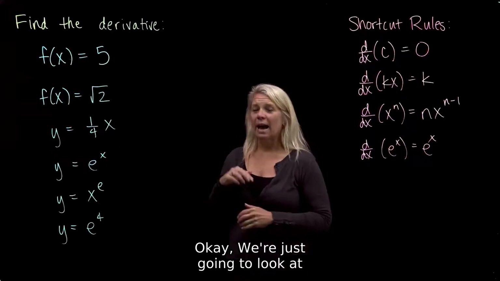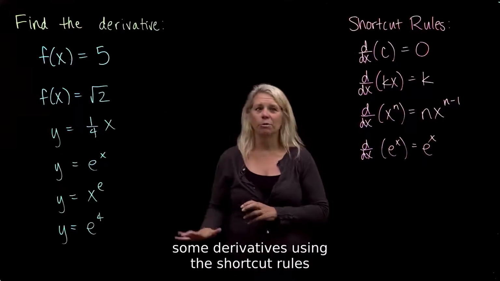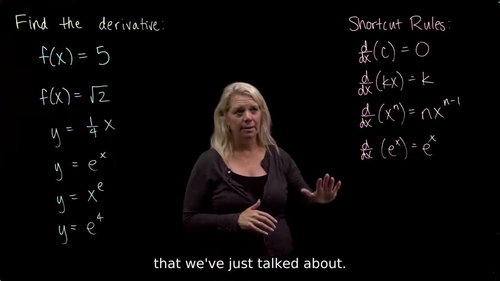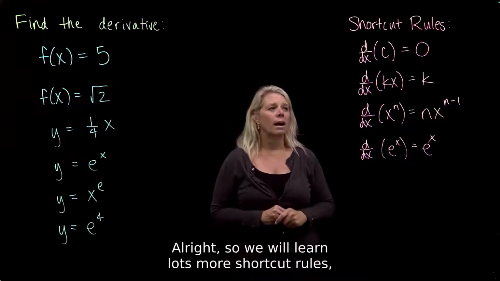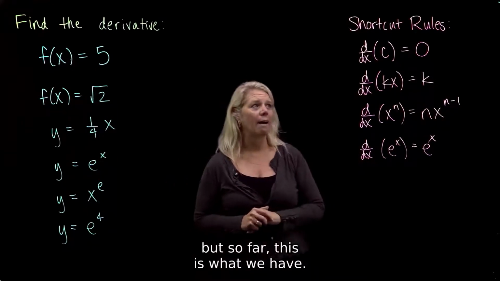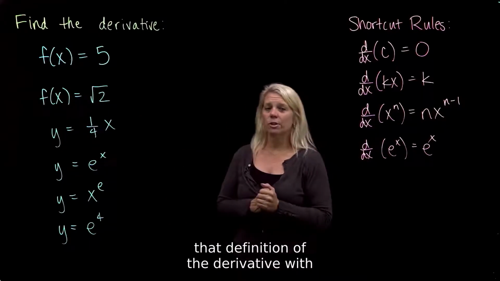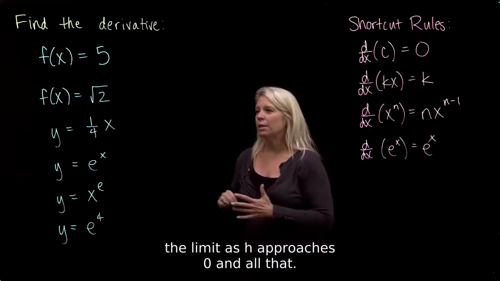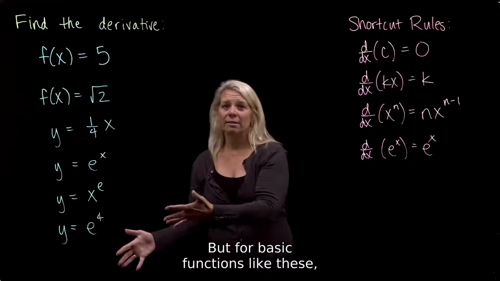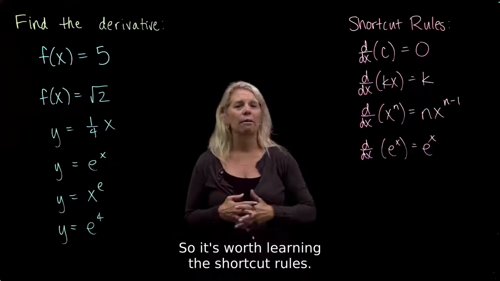Okay, we're just going to look at some basic examples in this video of finding some derivatives using the shortcut rules that we've just talked about. All right, so we will learn lots more shortcut rules, but so far this is what we have. And so we could certainly find these derivatives using that definition of the derivative with the limit as h approaches 0 and all that. But for basic functions like these, we don't want to have to go through that every time. So it's worth learning these shortcut rules.